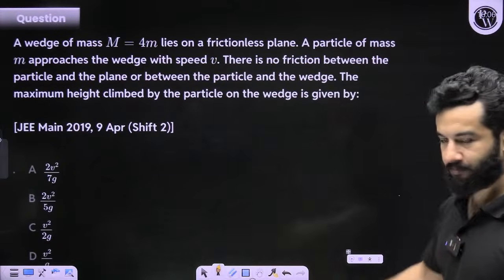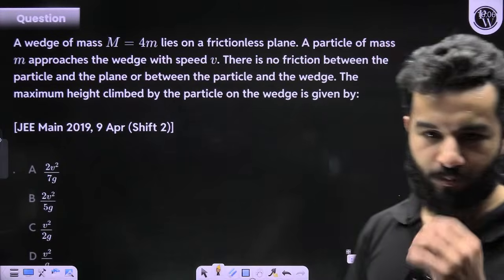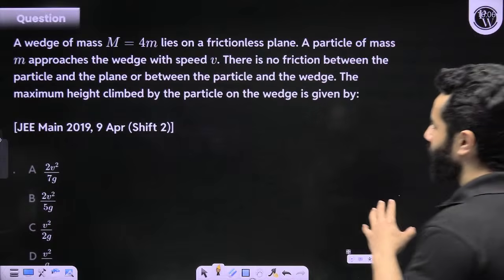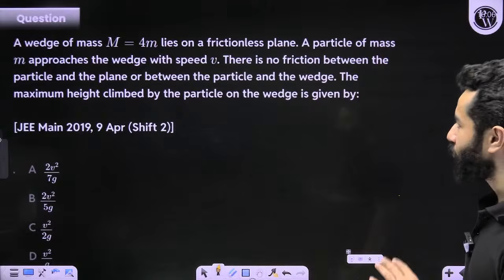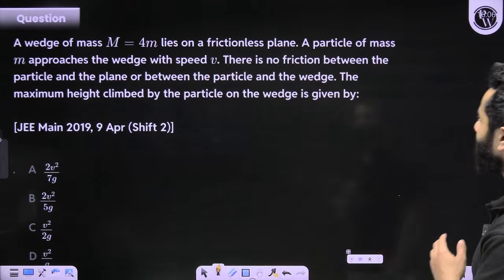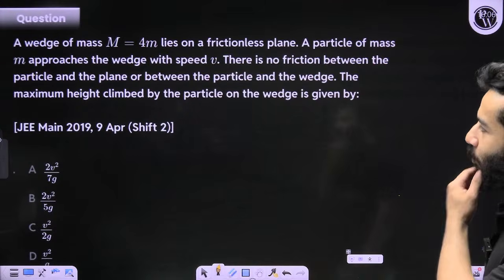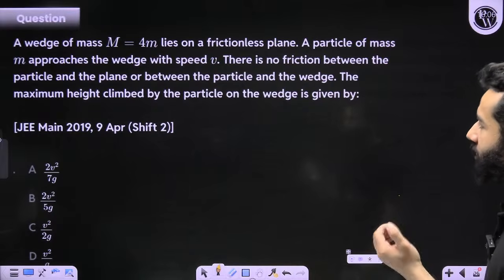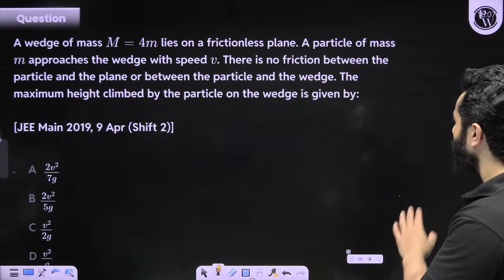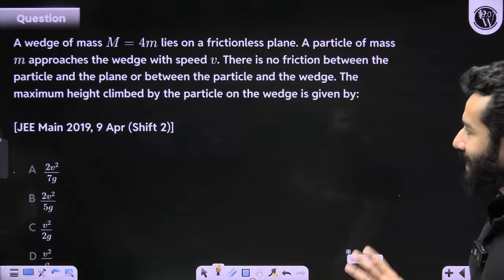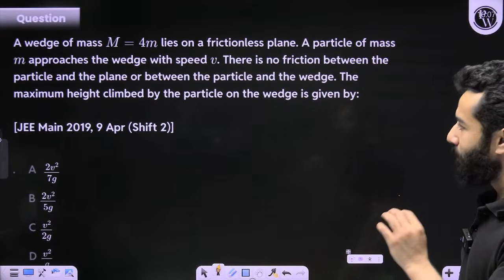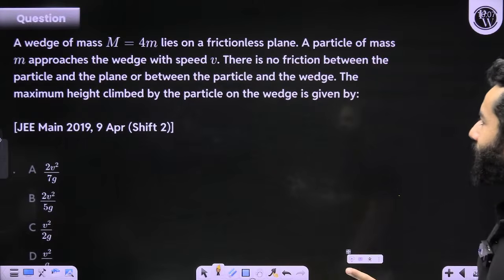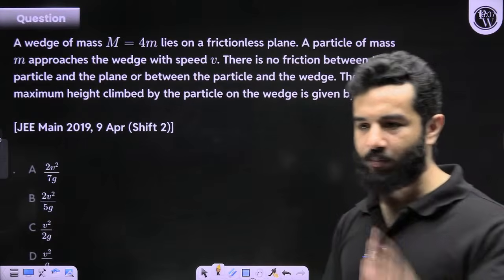This is a new problem, a new type of problem. A wedge of mass capital M equal to 4m lies on a frictionless plane. A particle of mass small m approaches the wedge with a speed v. There is no friction between the particle and the plane or between the particle and the wedge. The maximum height climbed by the particle on the wedge is given by.